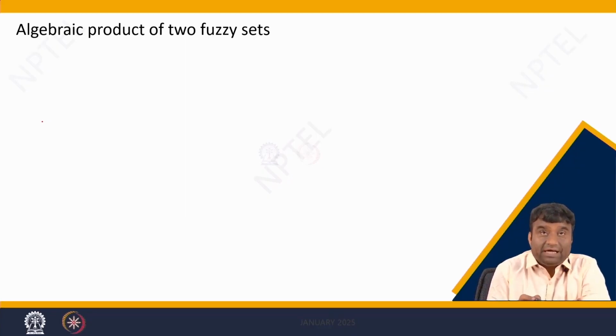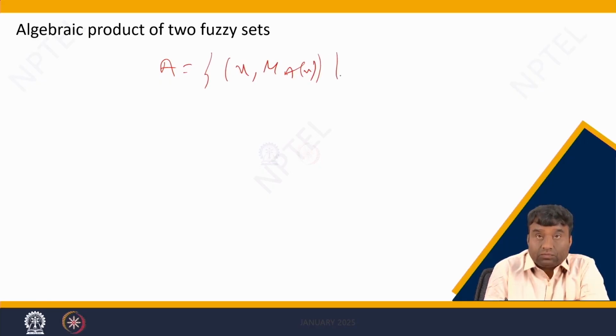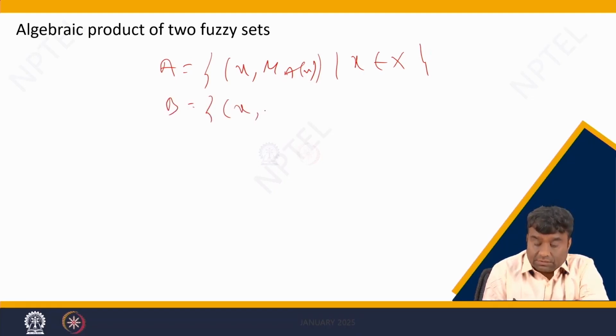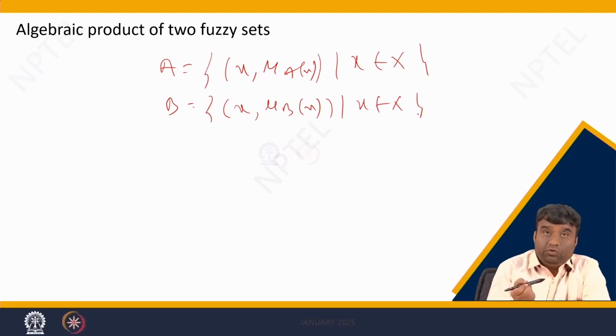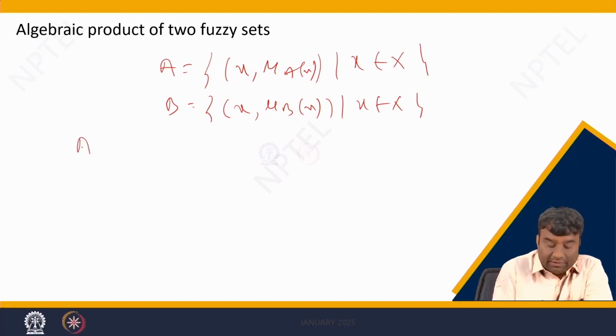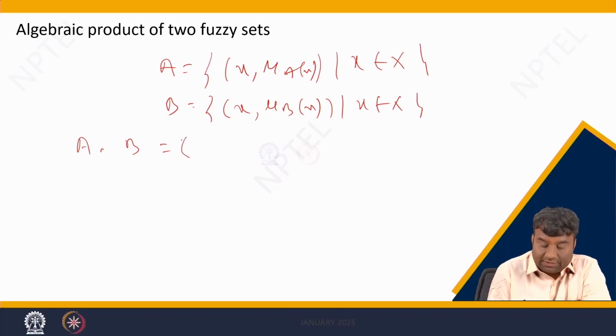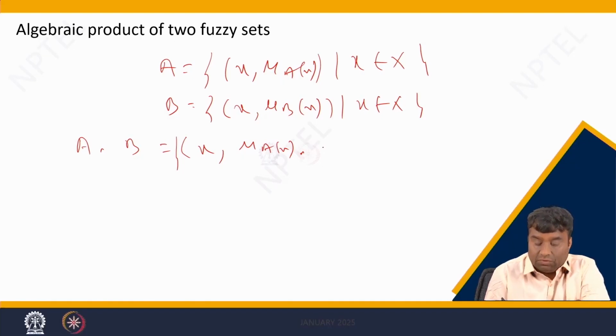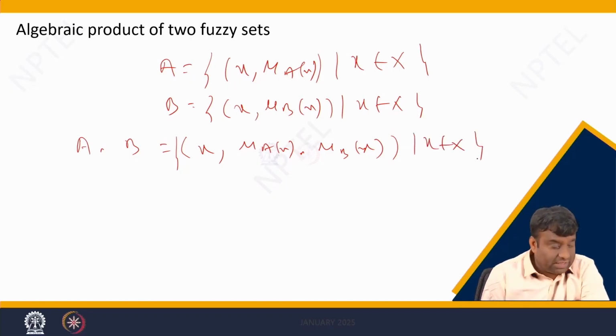So algebraic product of two fuzzy sets, let there be two fuzzy sets. One is A equal to {(x, mu_A(x))}, x belongs to the universe set X. Then another fuzzy set B, which is {(x, mu_B(x))}, x belongs to capital X. So the algebraic product of these two fuzzy sets can be written as A into B, which is {(x, mu_A(x) into mu_B(x))}, x belongs to the capital X. So this is known as the algebraic product of two fuzzy sets, which is denoted as A dot B, and this is defined as that.